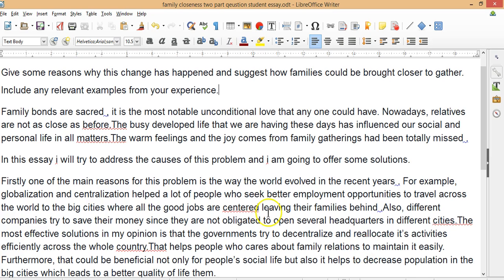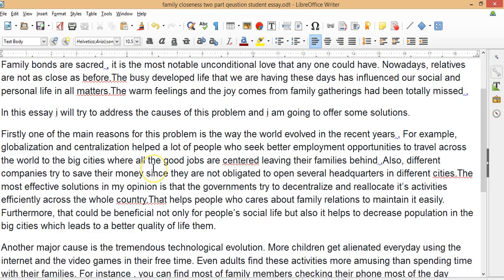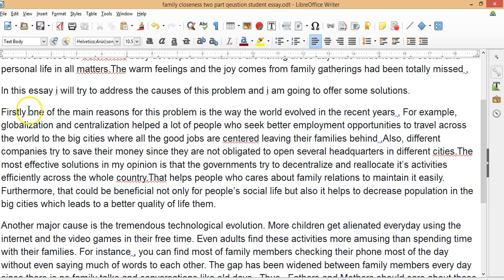So let's go back to the student's essay. Firstly, one of the main reasons for this problem is the way the world evolved in the recent years. For example, globalization and centralization helped older people seek employment to travel across the world to big cities. That's rather a lengthy sentence, and we've got a bit of grammar, but I'm not going to focus on that today. So also different companies try to save them. So we've got 2 different ideas.